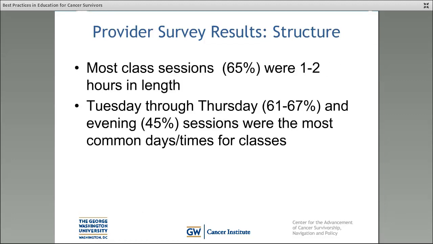Most classes were 1 to 2 hours long and were held on weekday evenings. There was no clear majority in how often programs were held. The results were split between always available, as in one-to-one or online programs, weekly and quarterly. But many respondents noted that this varied by the particular program offering.